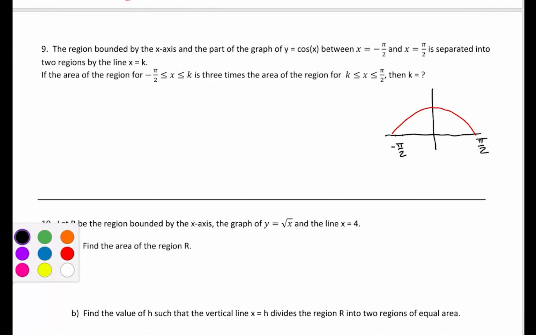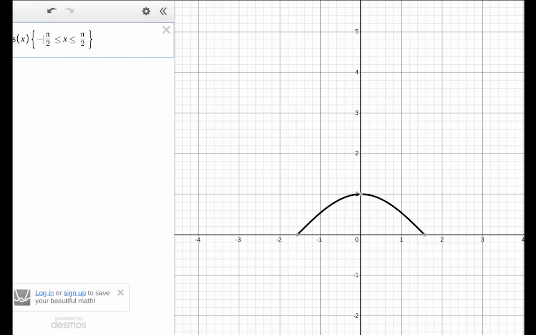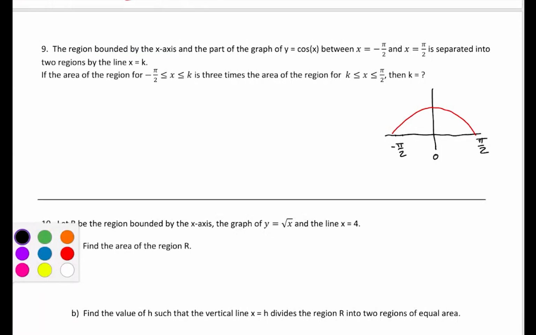Okay, so if they were equal, then obviously k would be 0, right? Because this is an even function. I mean, you can see pretty clearly that it does have that symmetry. But no, it says the first region, the region to the left, is 3 times the region to the right. So we know that k is definitely got to be somewhere over here.